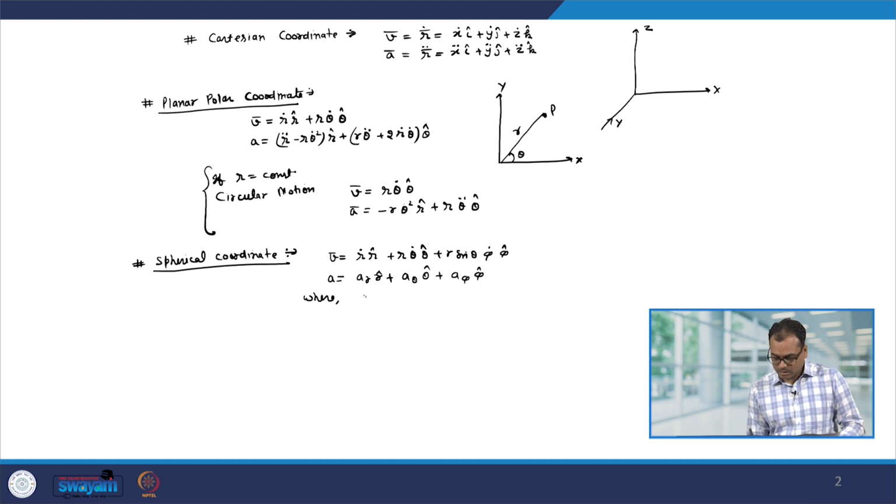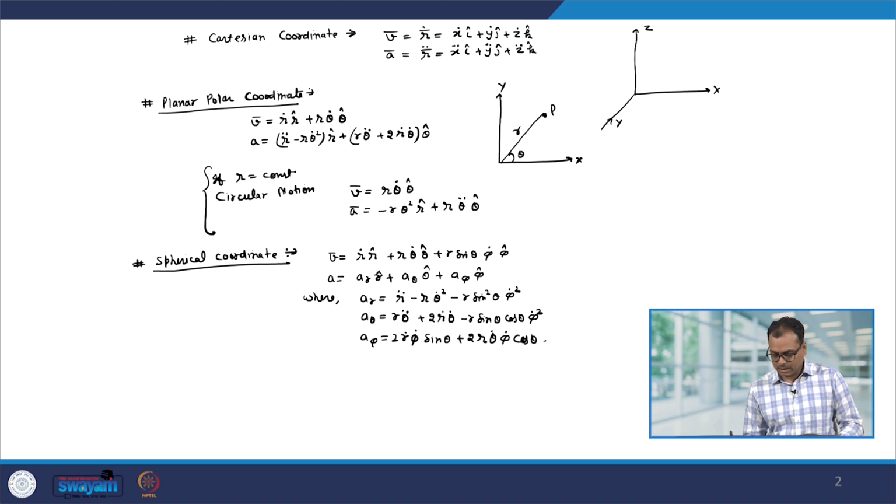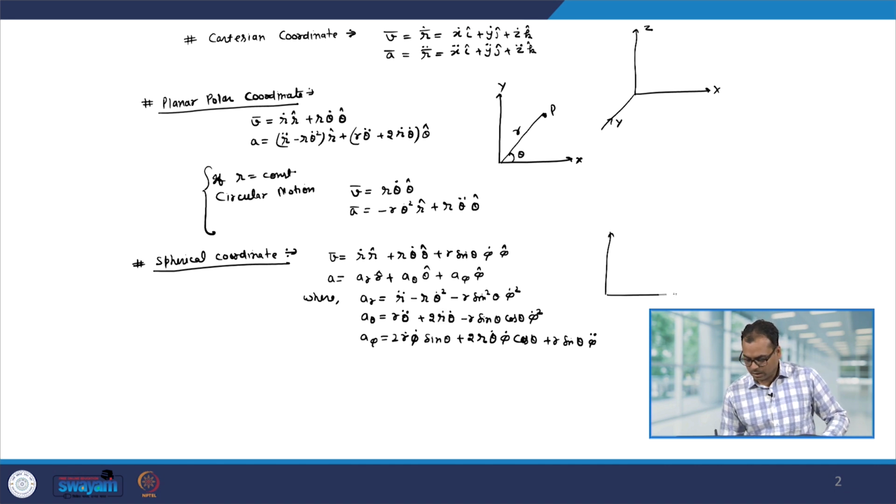Here a r was r double dot minus r theta dot square minus r sin square theta phi dot square, and a theta was r theta double dot plus 2 r dot theta dot minus r sin theta cos theta phi dot square, and a phi was 2 r dot phi dot sin theta plus 2 r theta dot phi dot cos theta plus r sin theta phi double dot, and again here you have the x axis, y axis and let us say the z axis.